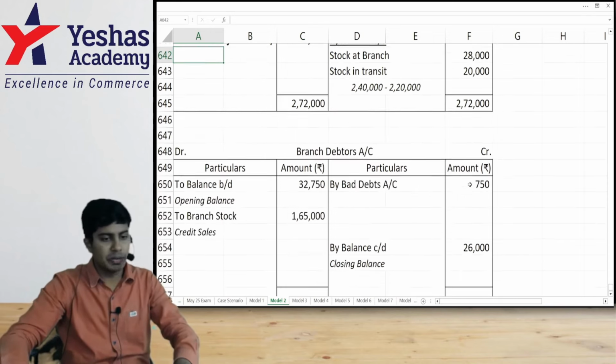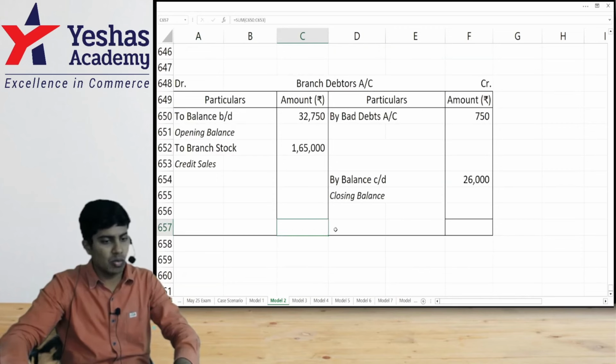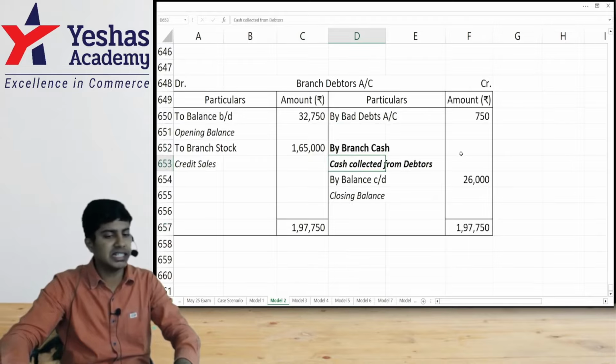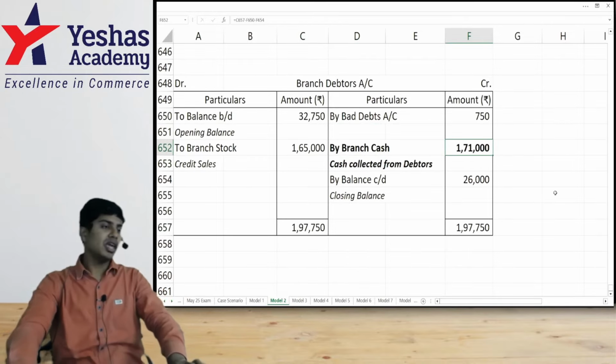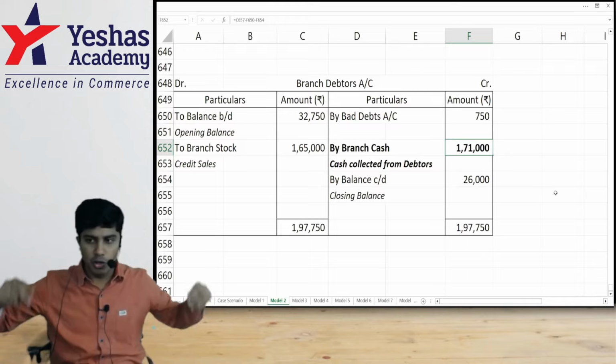Understood? Then come to branch debtors. I'll take the total here 197,750 and deduct 26,750. Balancing figure is cash collected from my debtors, which comes to be 1,71,000 rupees. Got it?